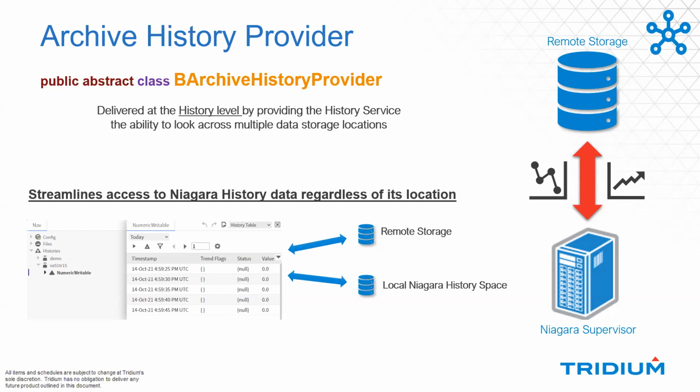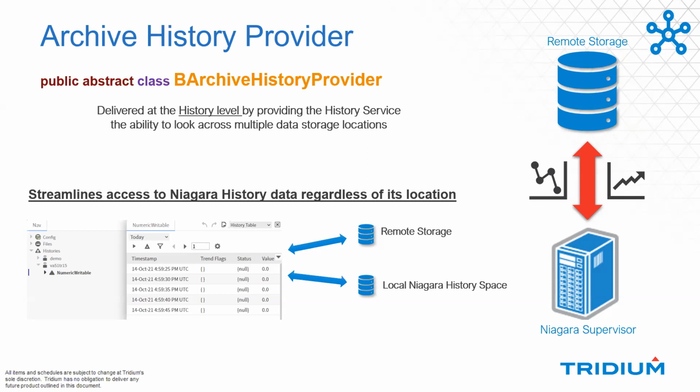So in my previous example, I talked about using the RDB driver to throw records out there, and I'm only going to hang on to the 5 records at the local space. If I can add this new component to the history service and let the history service know, hey, the numeric writable is not only here at the local history, it also exists over in the RDB, Niagara can now, if I ask for a table, go and fetch the records found at the local Niagara history space and at the same time go and find the records sitting in the RDB.